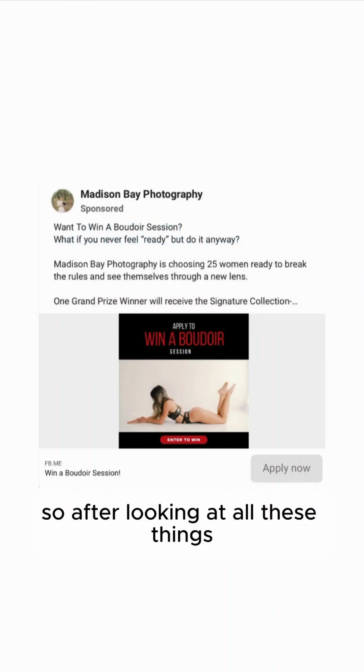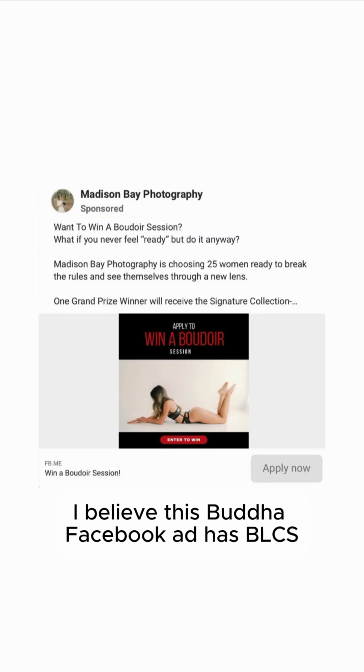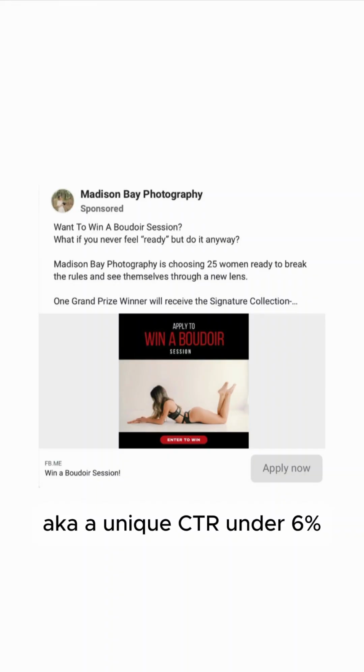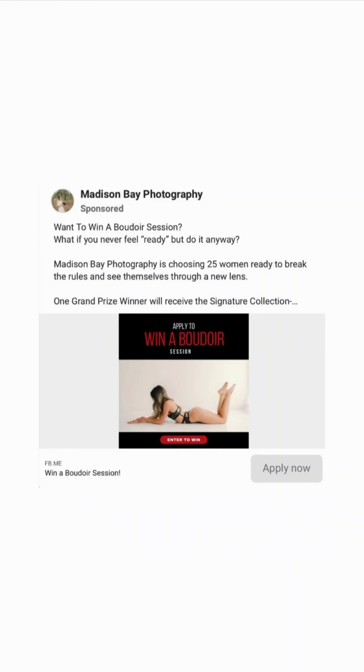So after looking at all these things, my diagnosis: I believe this boudoir Facebook ad has BLCS, aka boudoir low click syndrome, aka a unique CTR under 6%. Yes, I do. So I believe the unique CTR of this one is under 6%. And it can be solved though.